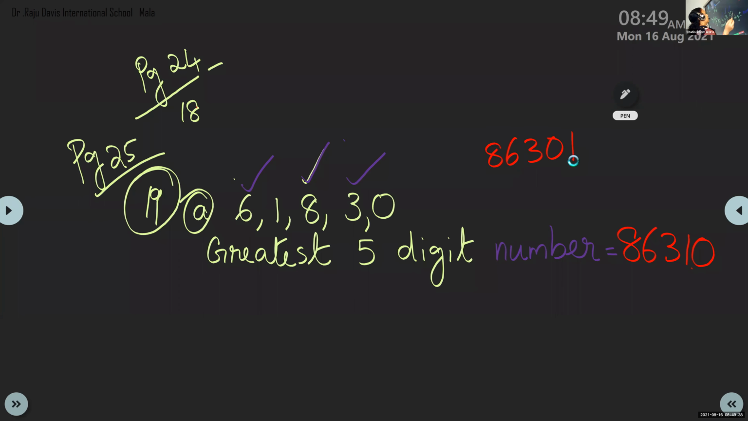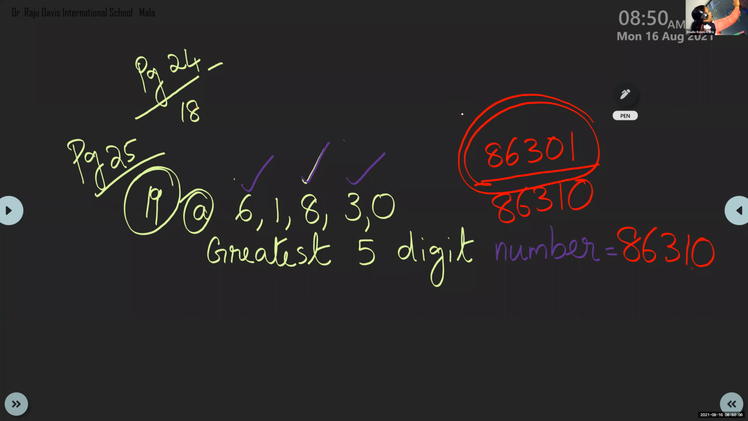Sir, can you read this number I am writing now? 86301. How to read this number? 86,300. I asked Atharv again. Atharv. 86,301. This is 301. So how to write 86,310? Look at the number here. 86,310 here.